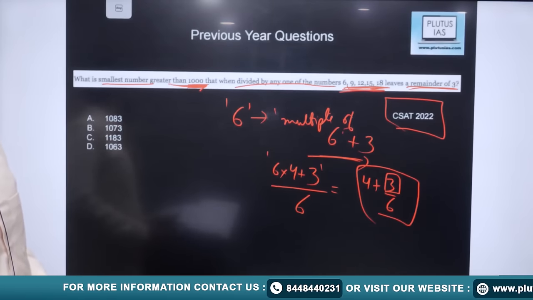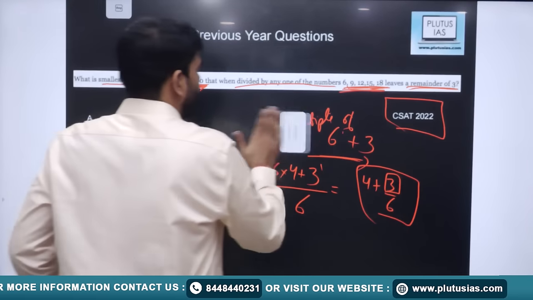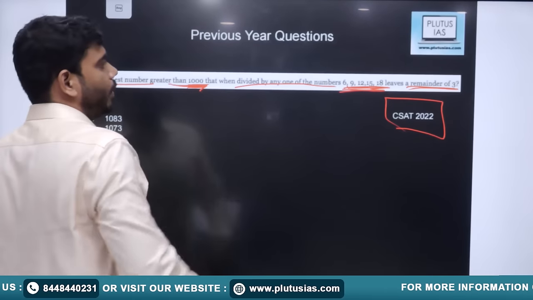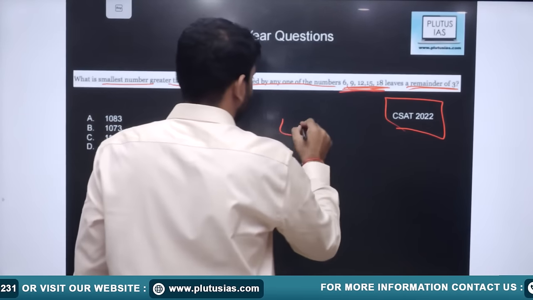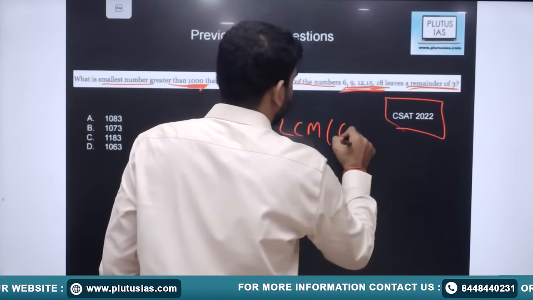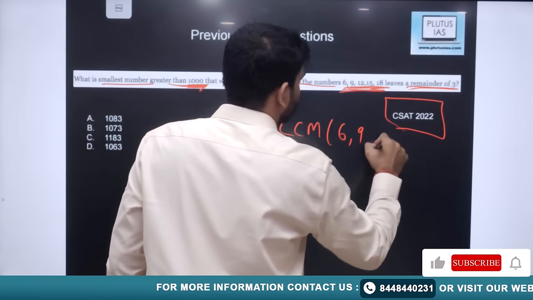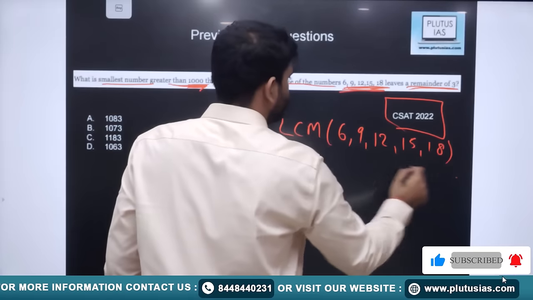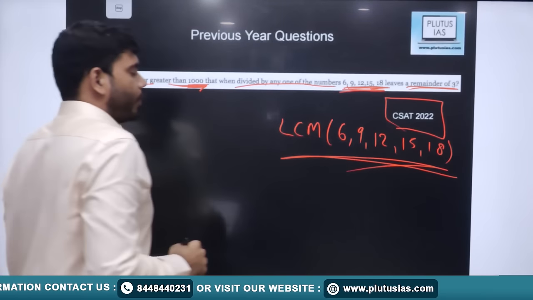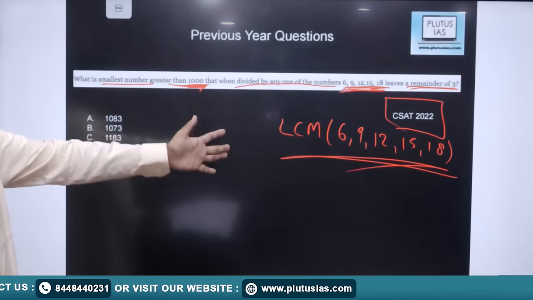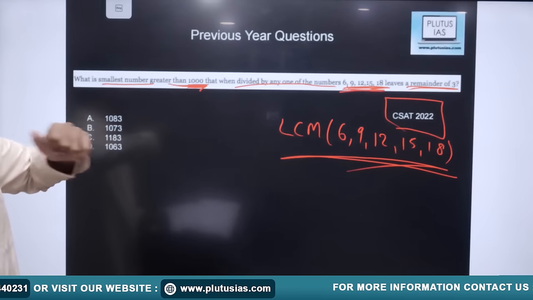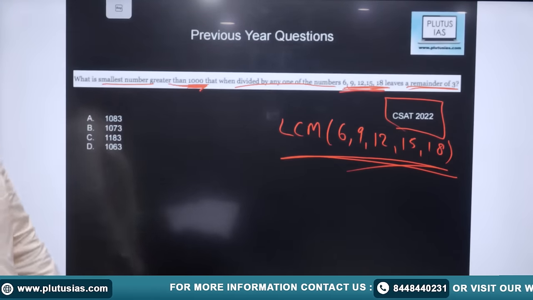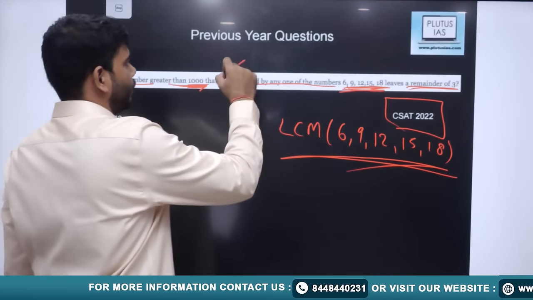And we know that we have read the definition of LCM in detail. The smallest number that is a multiple of any set of numbers is the LCM, right? So this is a direct question of LCM. We have to find the LCM of these 5 numbers. Then we have to find a multiple of the LCM which is greater than 1000. Then we have to add 3 there. So that will be the required number that will satisfy this condition.